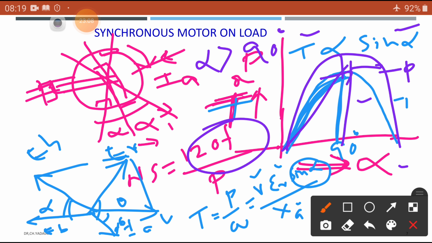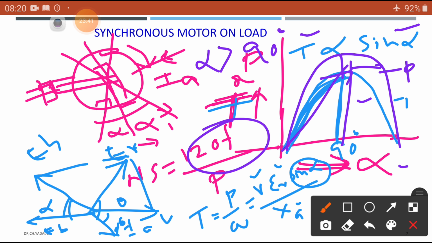But what happened here? These induced eddy currents try to oppose the cause of their production. What is the cause? Here, the oscillations. Why may the oscillations occur? Due to the varying load. So this can be suppressed by inducing eddy currents in the damper windings.